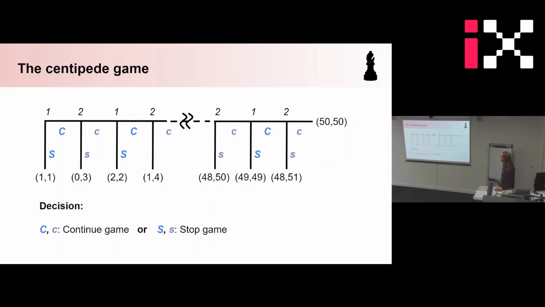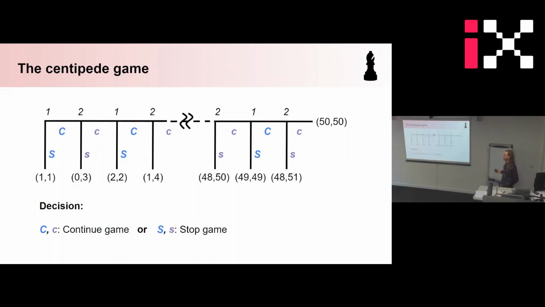this is the first game for you. It's called the Centipede game. It's a repetitive game, and there are 2 players. So up here it says 1, 2, 1, 2, 1, 2, 1, 2. And at every forking here, there are 2 decisions. You can either decide to continue the game or you can decide to stop the game.